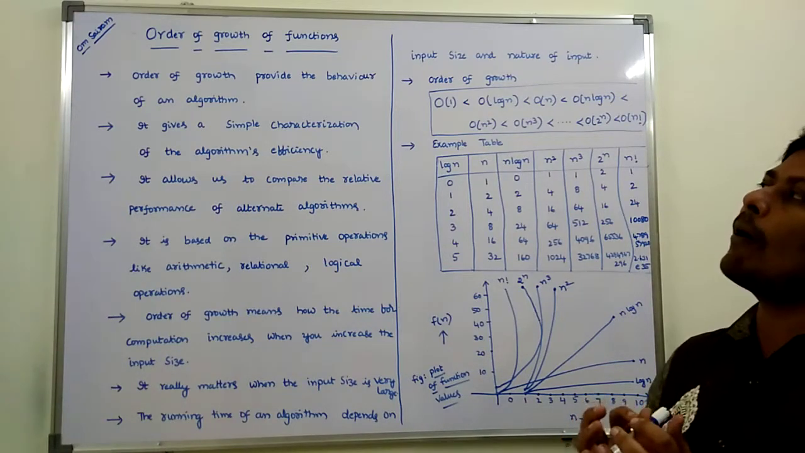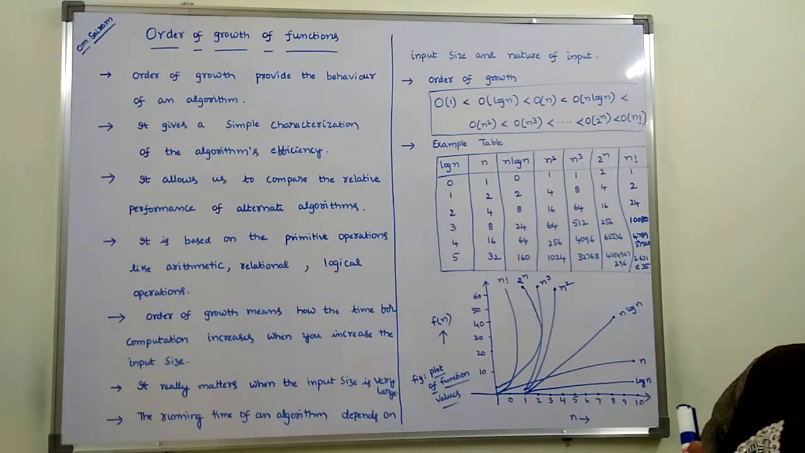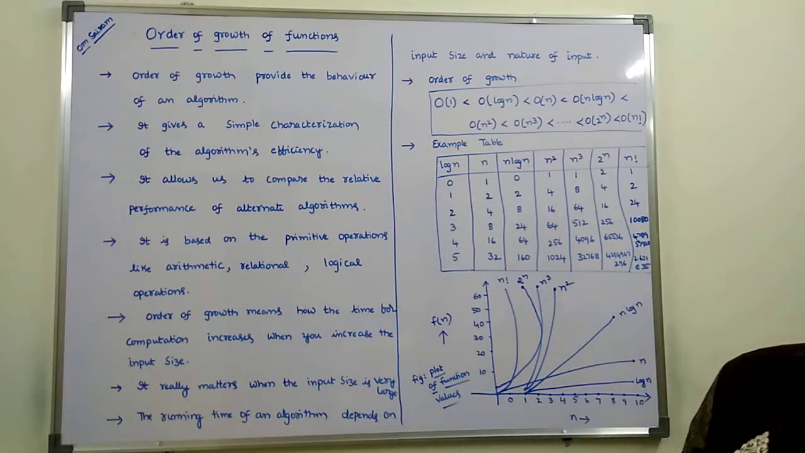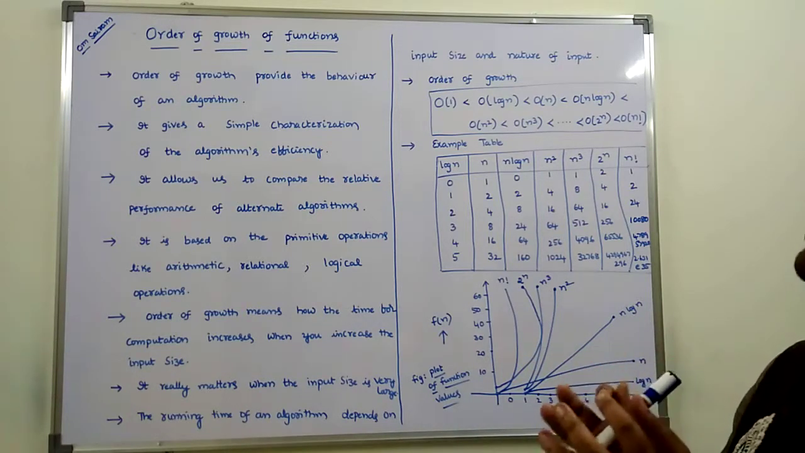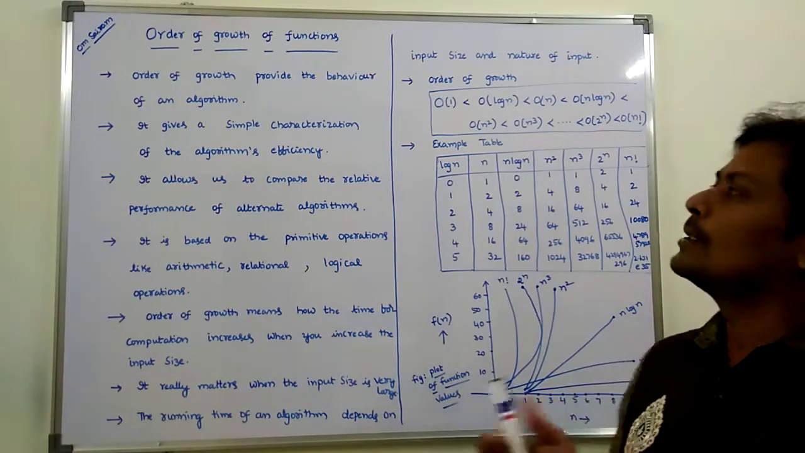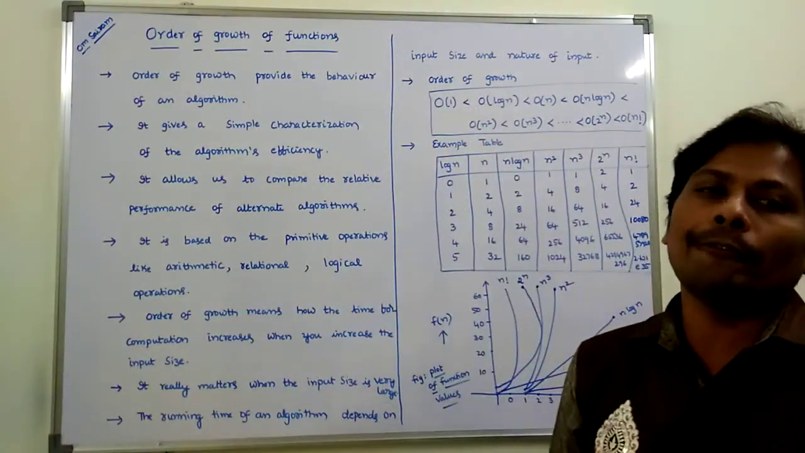By using this order of growth of functions, we can find out the efficiency of an algorithm. We have to compare the relative performance of the algorithms. We have to decide which algorithm is best, which is worst, and which is average. So these tasks can be done by using the order of growth of functions. So this is the relationship between the order of growth of functions.